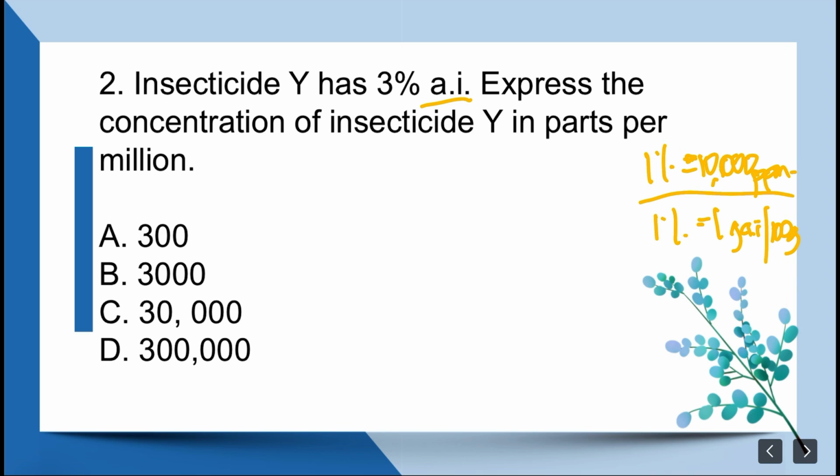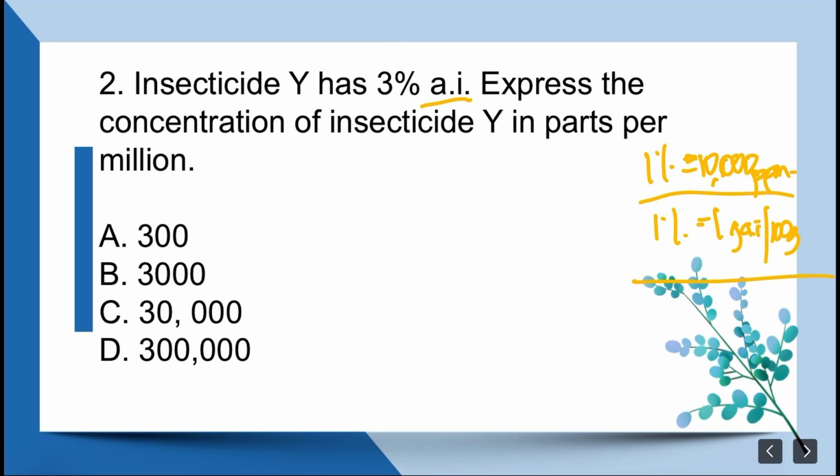So that's how you're going to do it. At least you have an idea now about these things. These are very important factors that will provide you an idea on how to answer it. Now, applying this to the problem: the problem states that insecticide Y has 3% active ingredient.